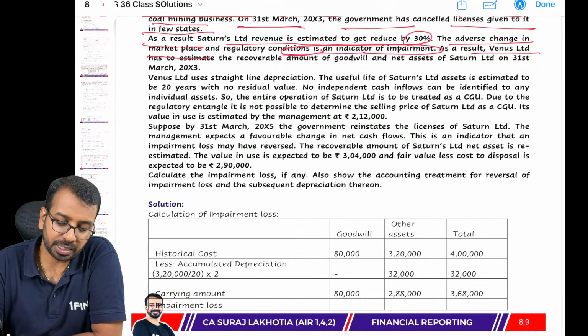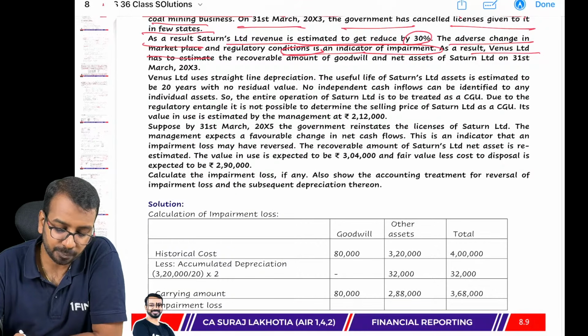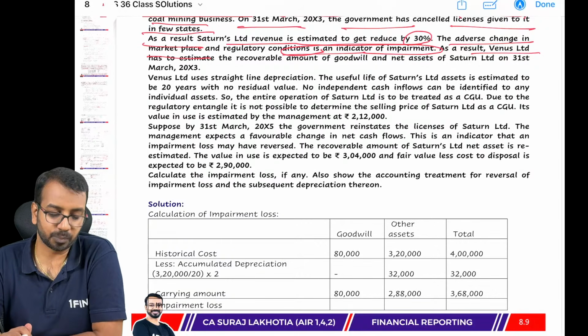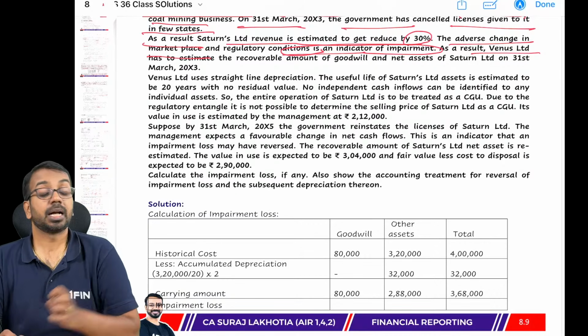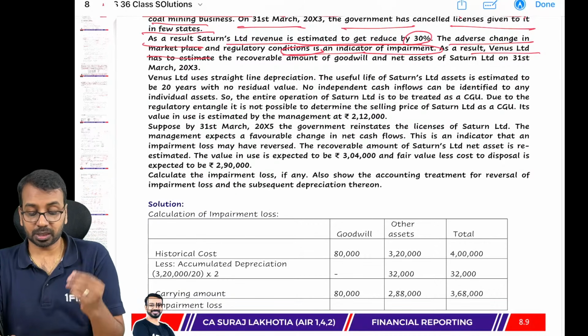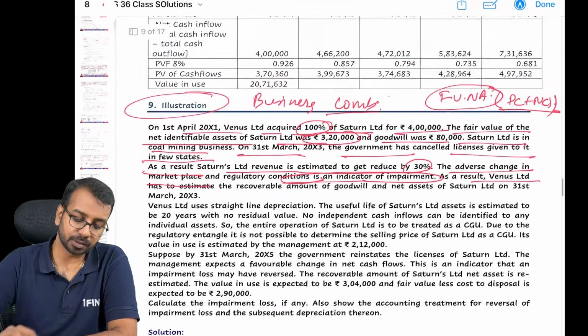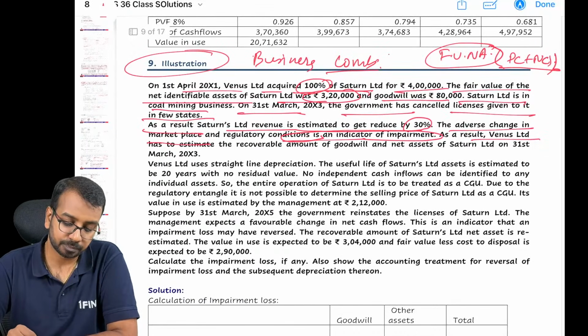Suppose by 31st March the government reinstates the license of Saturn Limited. The management expects a favorable change. There is an indicator that the impairment is reversed. Recoverable amount of Saturn Limited net asset is re-estimated. The value in use is expected to be 304 and fair value less cost to dispose is 290. Now here, calculate the impairment loss and reversal. First thing, calculation of impairment. In this case, what you have to understand is they purchased on 1st of April. Net identifiable asset was 320 and goodwill is 80,000.